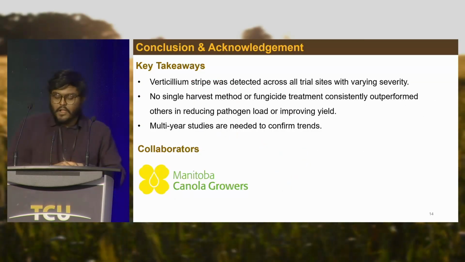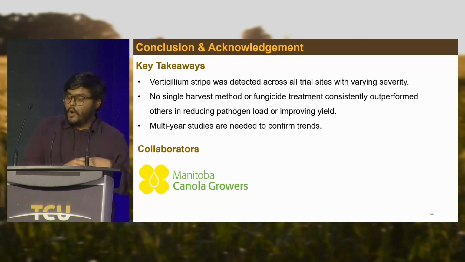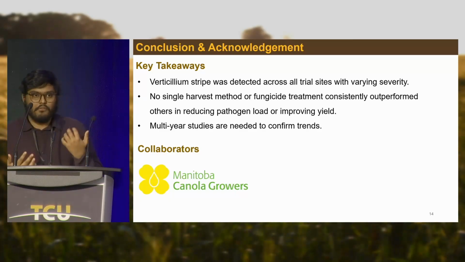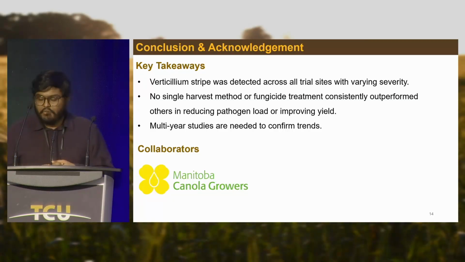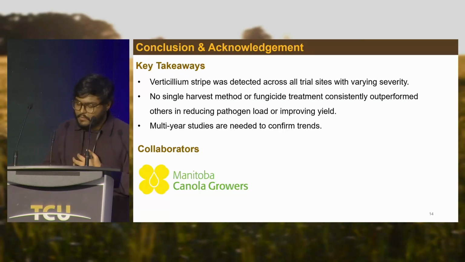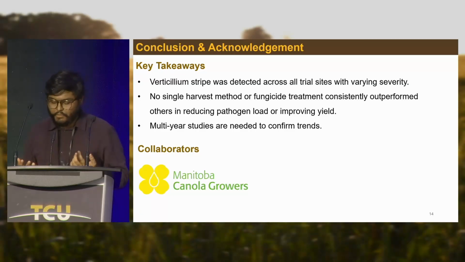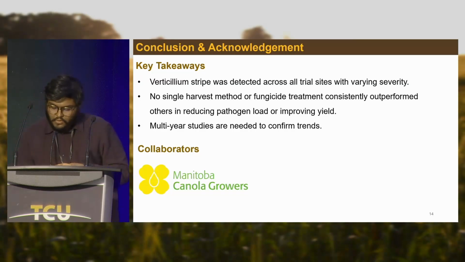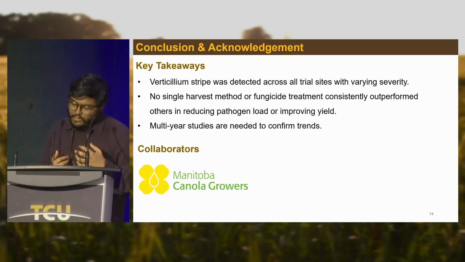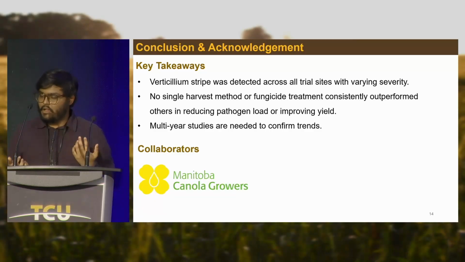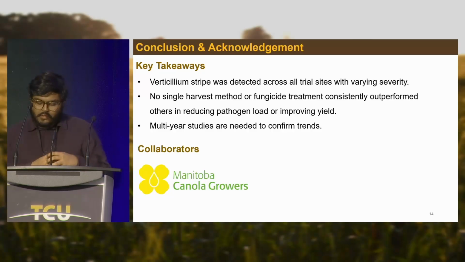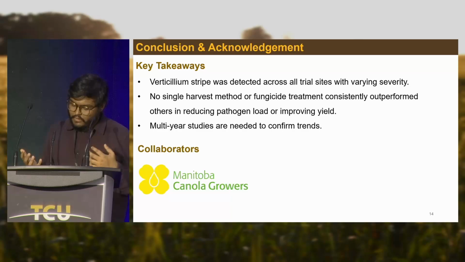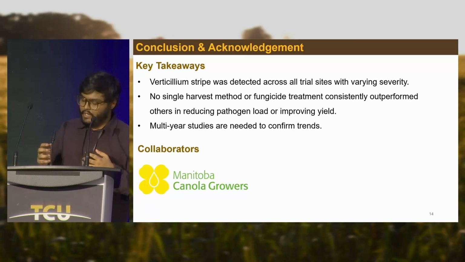So to wrap up, verticillium was found in all the samples we tested, but the severity varied from site to site. We didn't see any single harvest method or early season fungicide application lowering the pathogen or improving the yield. So this tells us that verticillium is influenced more by overall history and also the local field conditions. So finally, we need multi-year work, which will help to strengthen the analysis and also to predict a trend.